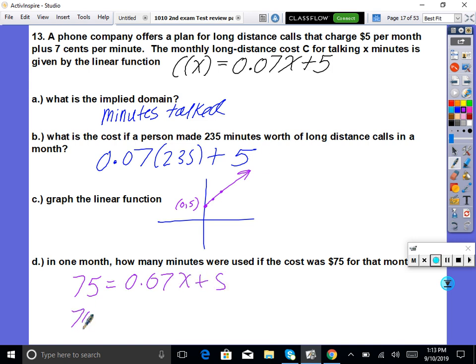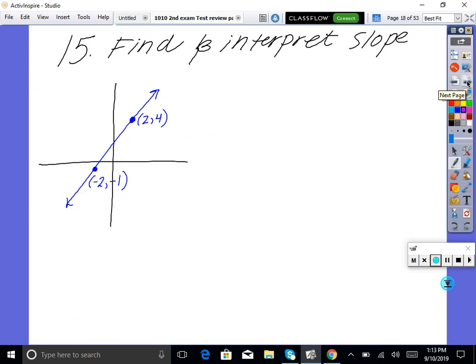So you subtract 5, 70 equals 0.07x, then divide by 0.07. Then you would just type that into your calculator, and that is how many minutes that person must have talked. I didn't calculate that, I think you get the picture.